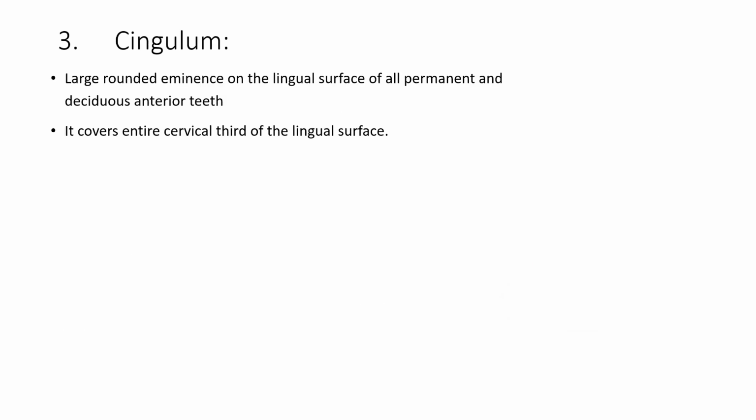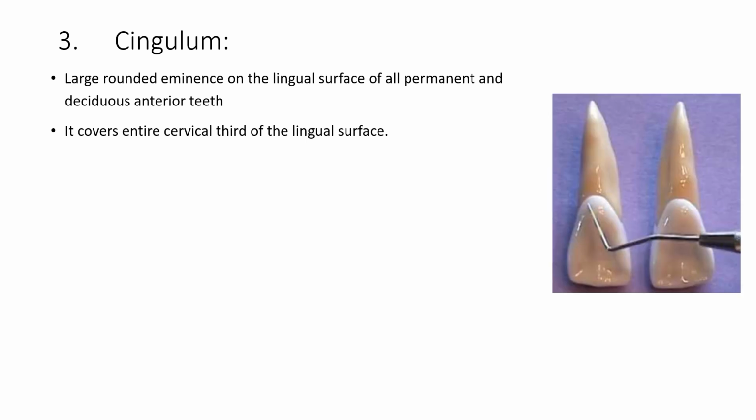Then coming to the cingulum, what is the cingulum? Cingulum is the large rounded eminence on the lingual surface of the permanent teeth. You can make out a prominence or eminence on the lingual surface of all permanent teeth, especially on the anterior teeth. It covers the entire cervical third of the lingual surface.